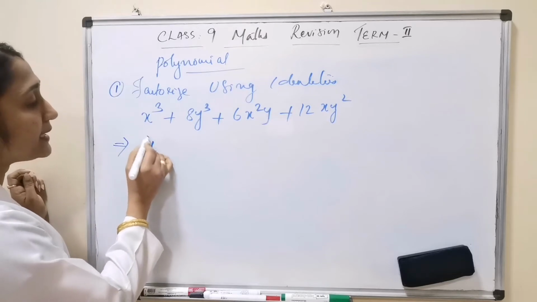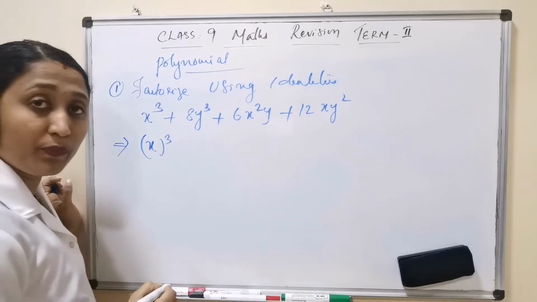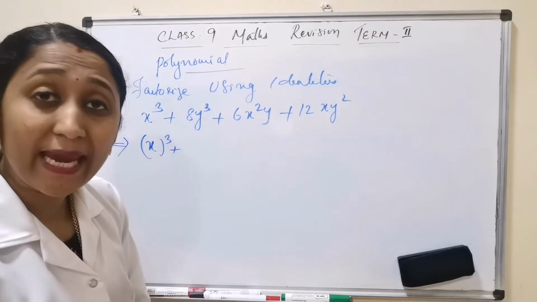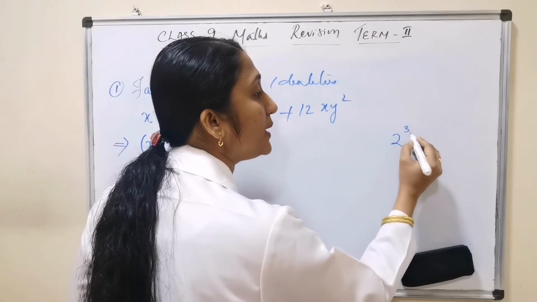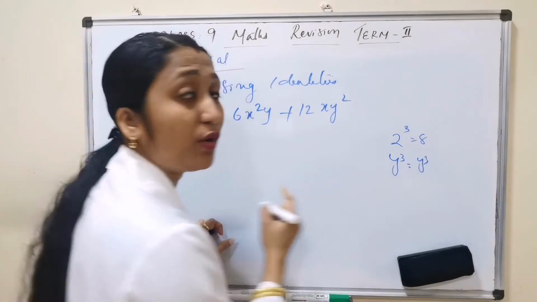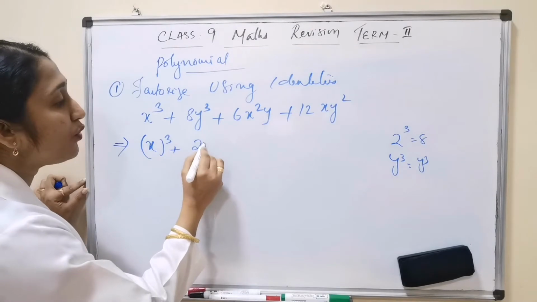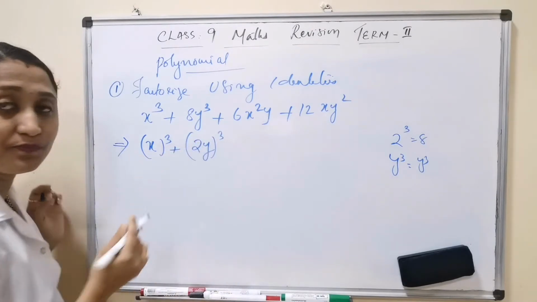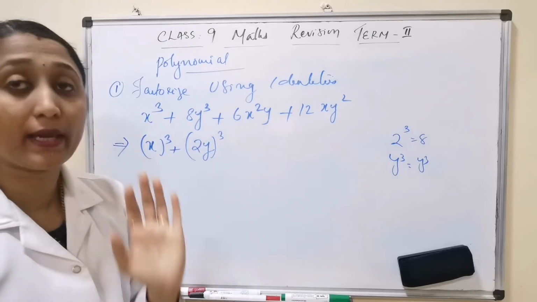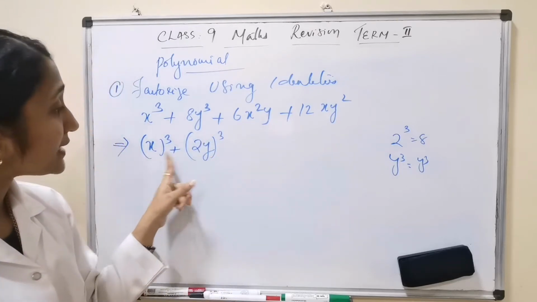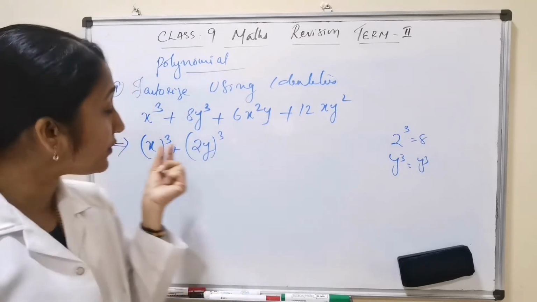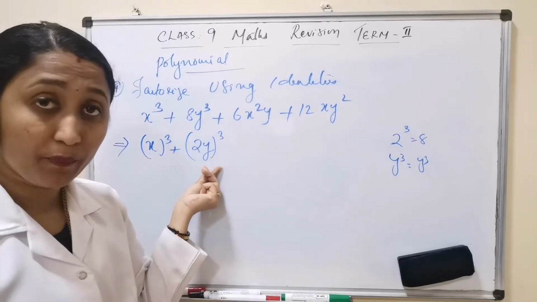That means x the whole cube is x cube, yes. Then what is here, 8y cube? 2 cube is 8, and y cube is y cube. So we can rewrite it as 2y the whole cube. The first term is x cube and the second term is 2y cube. So the first variable is x and the second variable is y. So from this we got a and b.